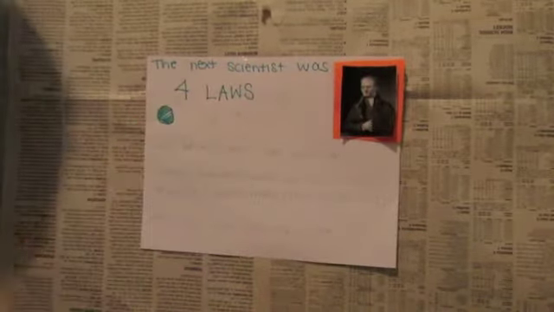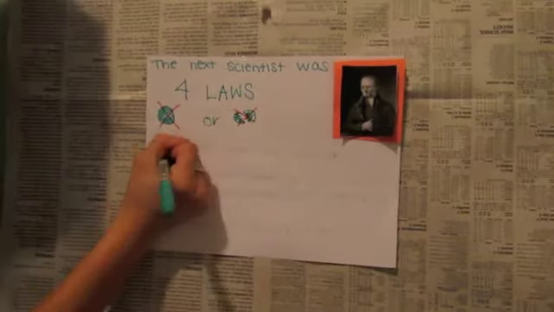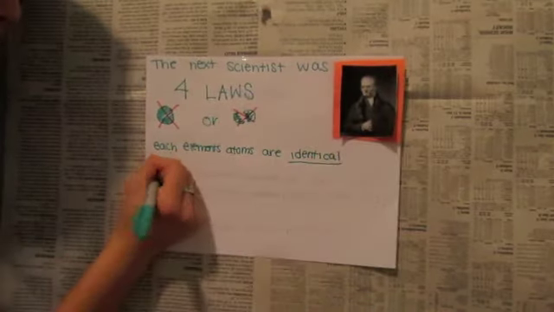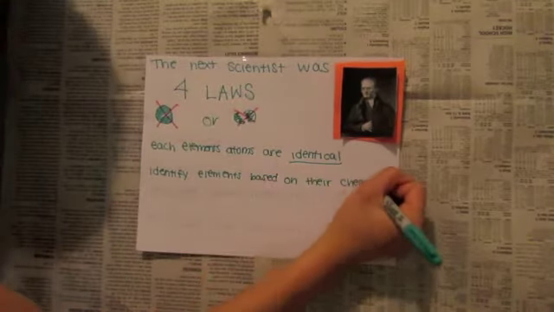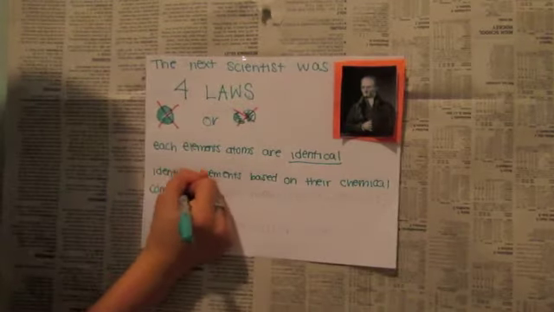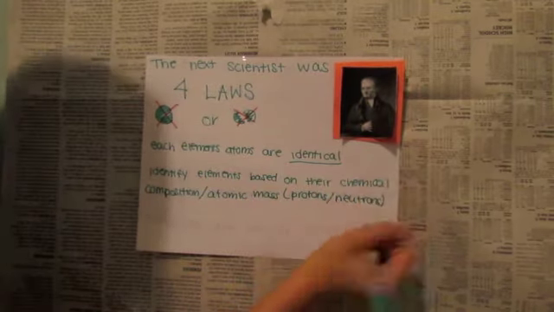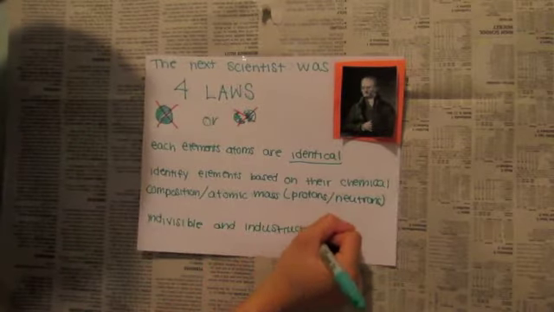The next scientist in the process was John Dalton, and he came up with the atomic theory. He said that all atoms cannot be created or destroyed. All matter is composed of atoms. All atoms of the same element are identical. Different elements have different types of atoms. Chemical reactions occur when atoms are rearranged, and compounds are formed from atoms of the constituent elements. He also said that atoms are indivisible and indestructible.